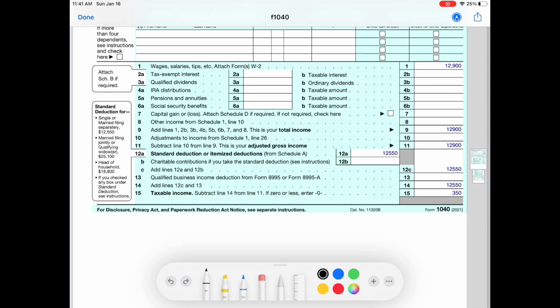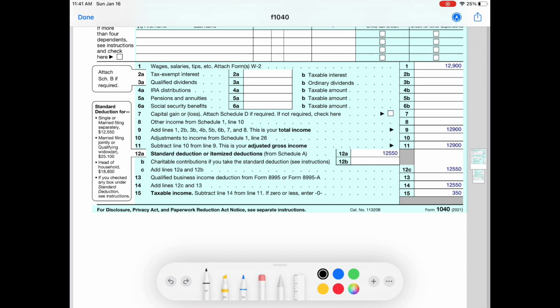Also, on things like 12B, for example, there are some people that donate to charities like Salvation Army or Goodwill. You can definitely include your charitable contributions if you've done so. But again, I've made this real easy for people to understand so that you can really get the understanding of the basics.